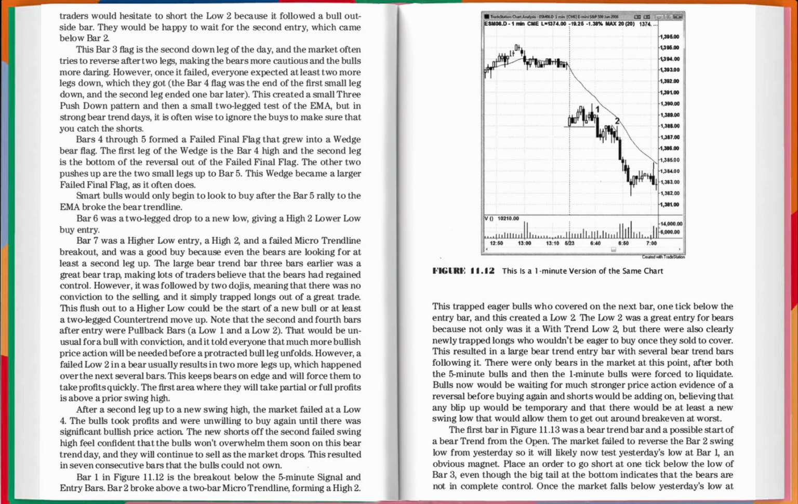New shorts off the second failed swing high feel confident that the bulls won't overwhelm them soon on this bear trend day, and they will continue to sell as the market drops. This resulted in 7 consecutive bars that the bulls could not own.